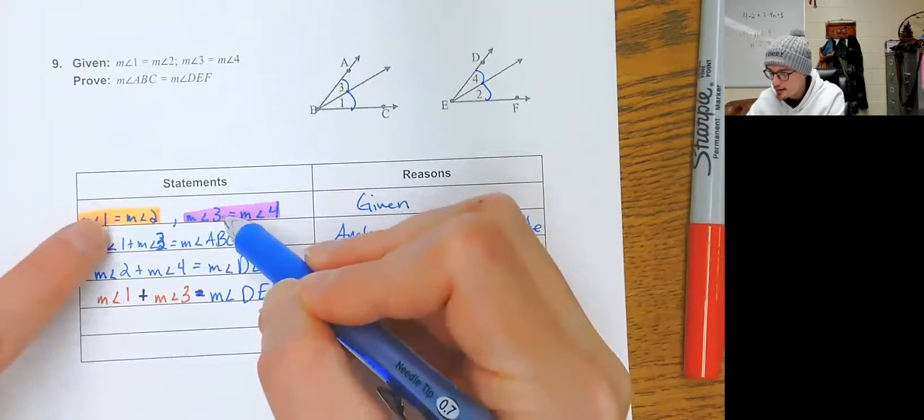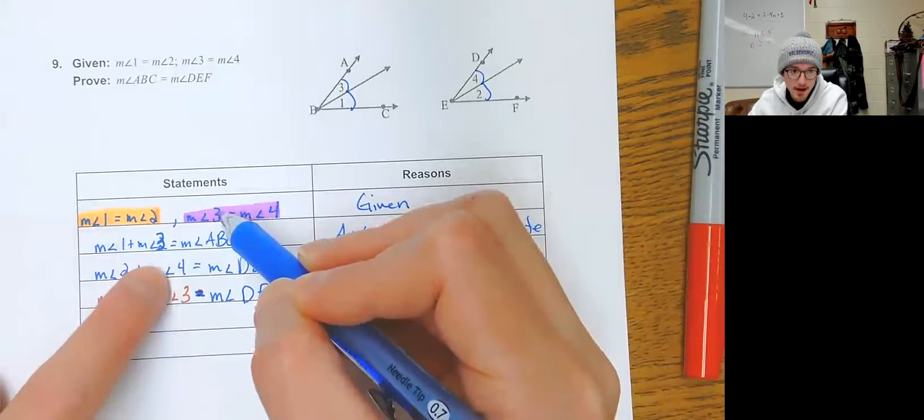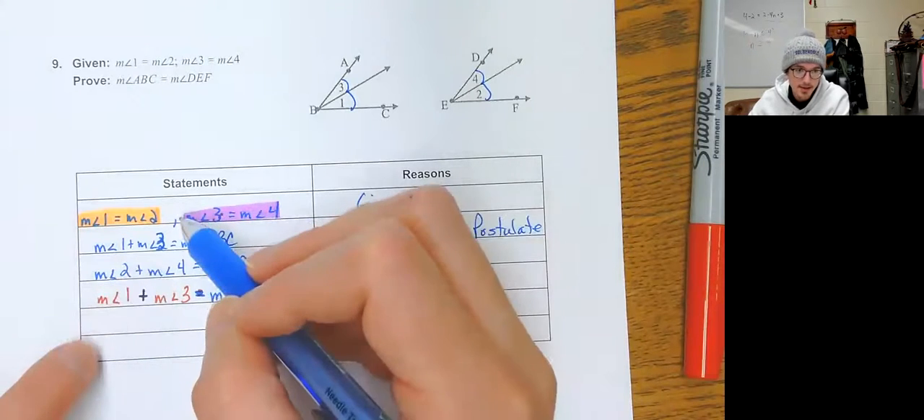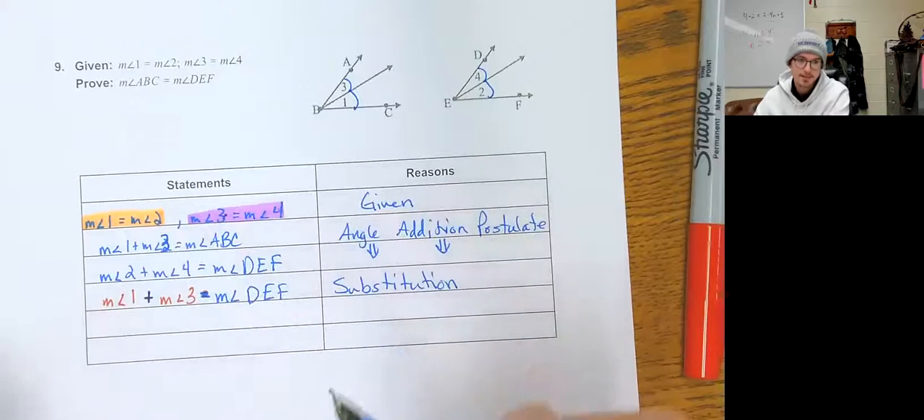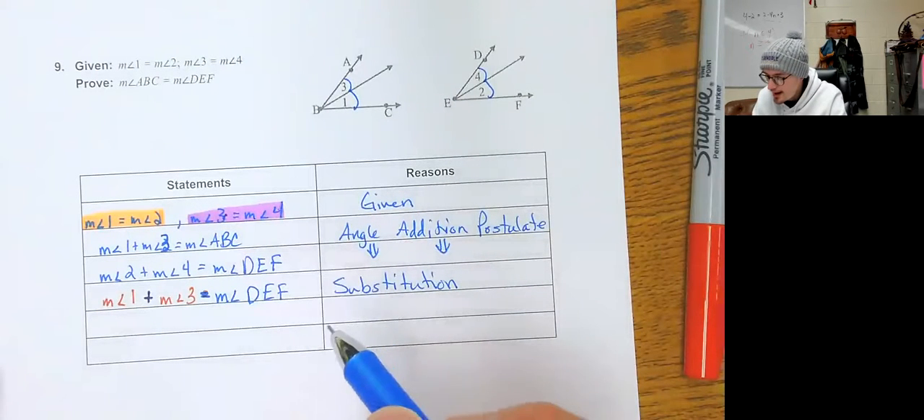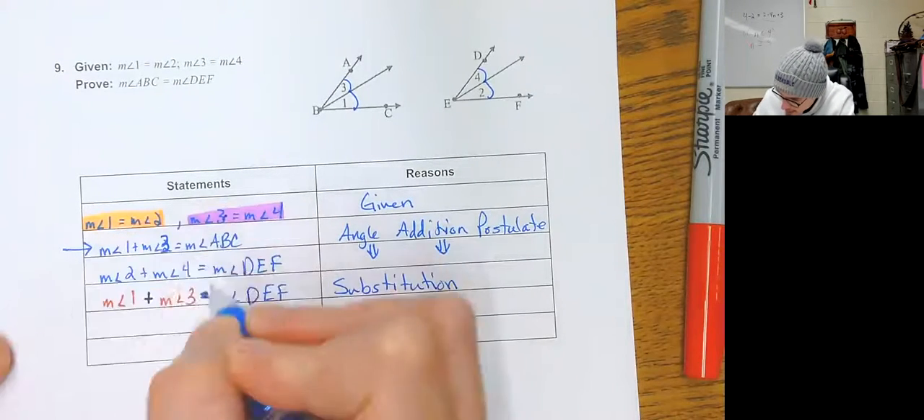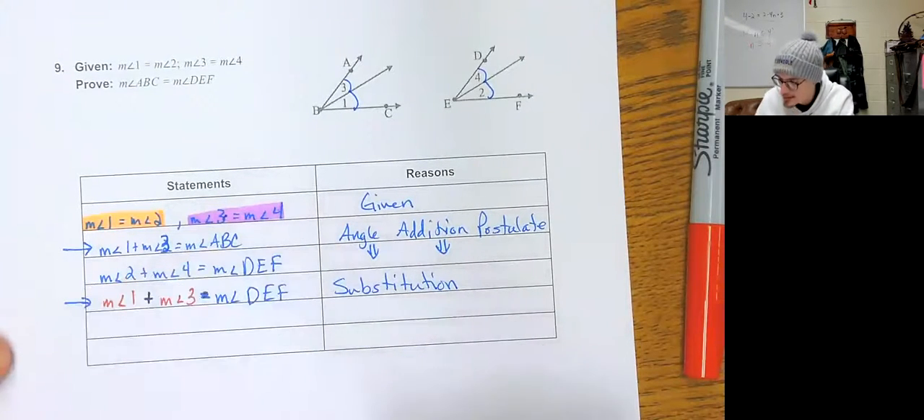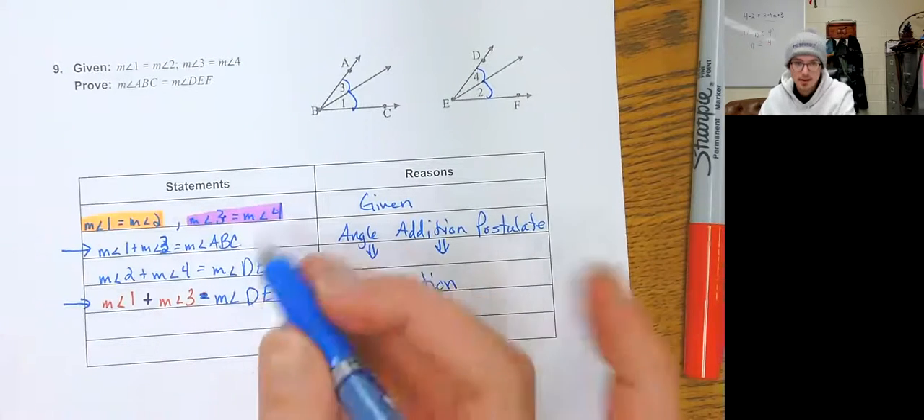All right, so I substituted in 3 for measure of angle 4. I substituted this out for this because it's equal, and I substituted in measure angle 1 for measure of angle 2 because it's equal. So what I have now is this and this are the same thing, but I have this set equal to the measure of angle ABC.